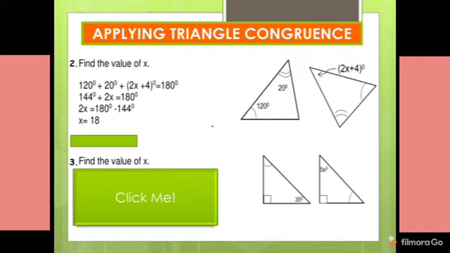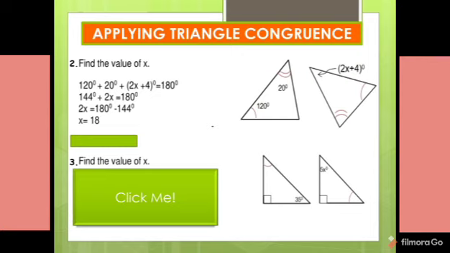Okay? By simplifying, you would have 120 degrees plus 20 degrees plus 2x plus 4. You will have 144 plus 2x is equal to 180. So we're looking for the value of x. You will apply the subtraction property of equality. The 144 will be transferred to the other side. That would give you 180 minus 144. Simplifying that, the value of x will be 18. Clear?